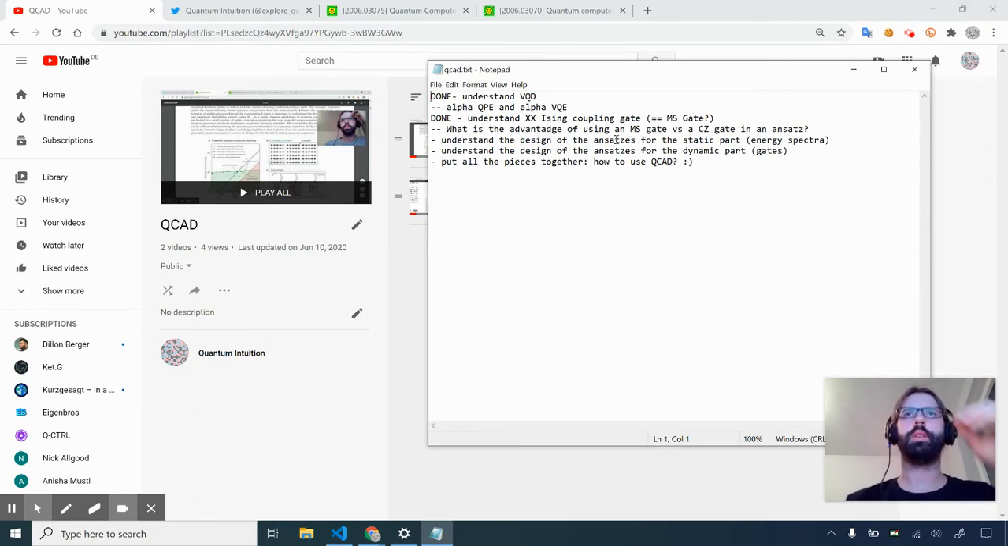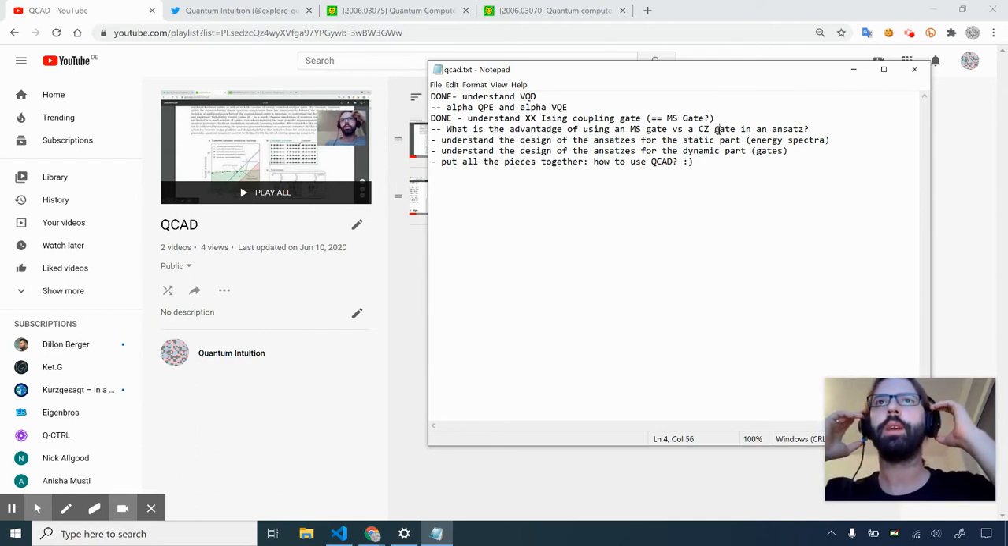Okay, so understand VQD was done. But that was like alpha. There's some sort of alpha QPE and alpha VQE involved in there that I also wanted to explore. I wanted to understand the XX Ising coupling gate, the MS gate. Oh yeah, what is the advantage of using the MS gate versus the CZ gate? That connects as well with a bit of my previous video about entanglement. Like, is this entanglement all that we need?